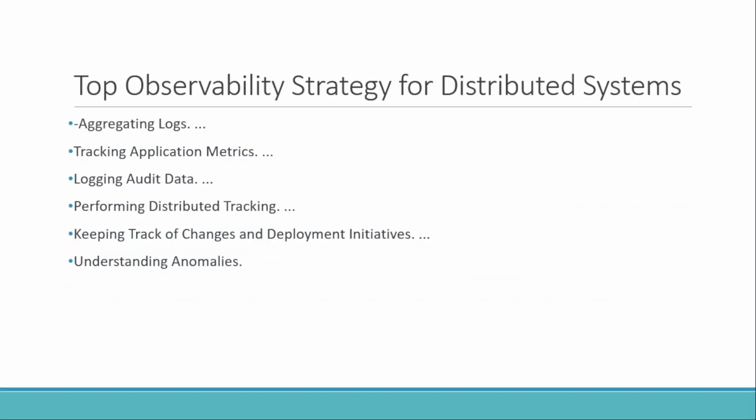Now, what are the top observability strategies for a distributed system? The distributed system should be able to capture and aggregate all sorts of application logs. It should be able to track application metrics like CPU status, disk usage, memory usage, overall disk IO, network latency, and application performance.